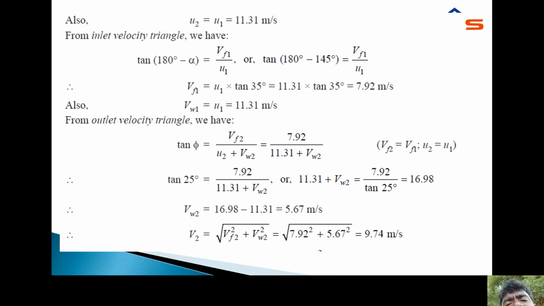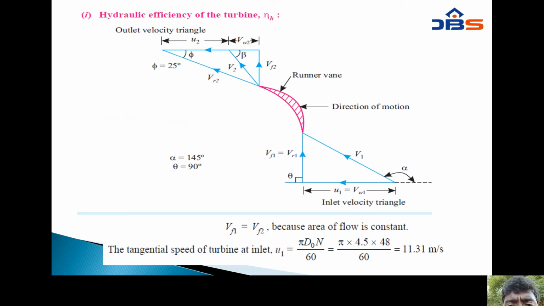From the inlet triangle, from the diagram, to calculate the values: from the inlet triangle, tan (180 minus alpha) equal to Vf1 by U1. This formula is taken from the inlet velocity triangle diagram. This angle is theta.